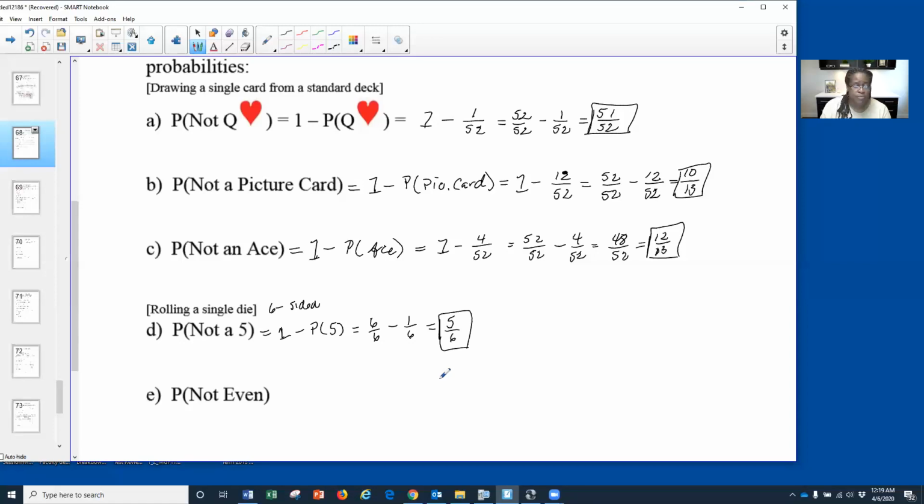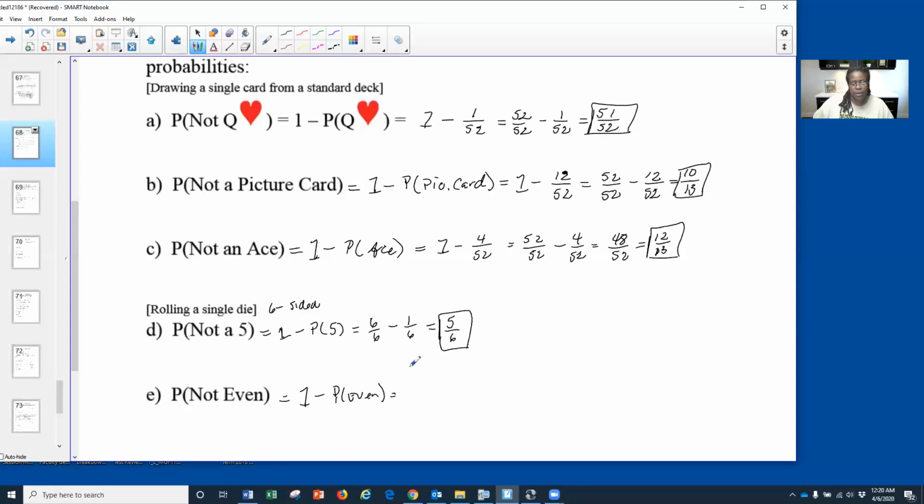That's fine. Then the probability of not an even number. Remember, we got 6 sides, so not an even number. What would those be? So you have 1, 3, 5. So we got 3 numbers that are not even. That means we got 3 numbers that are even. There you go. So we have 1 minus the probability of an even number.